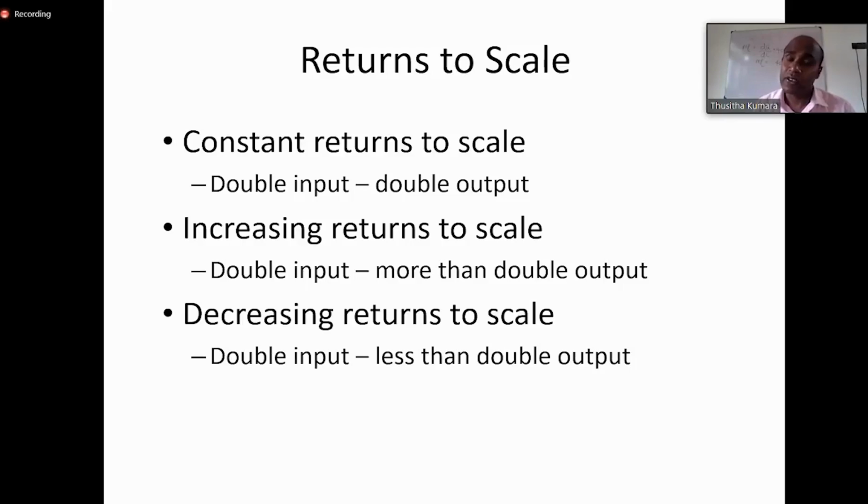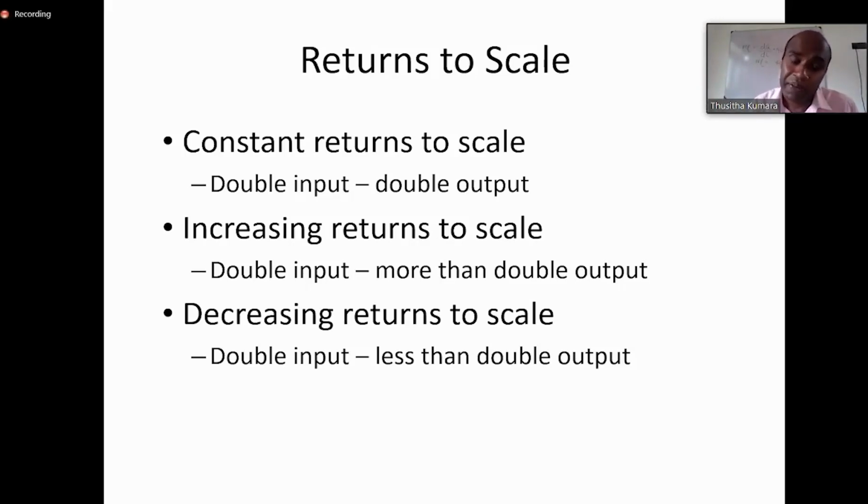Then the increasing returns to scale says that when we increase our input by 100%, our output will be increased by more than 100%. When we double our input, our output will be more than double. Then we call it increasing returns to scale. So when we expand the scale, our output will increase more than what we increase in our inputs.